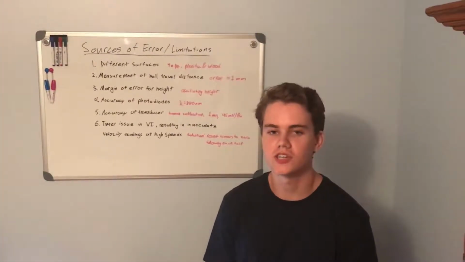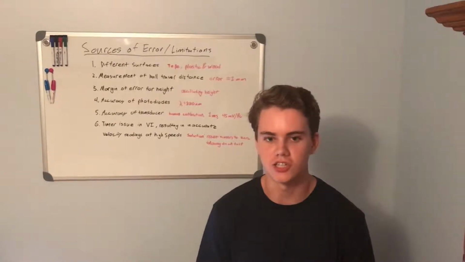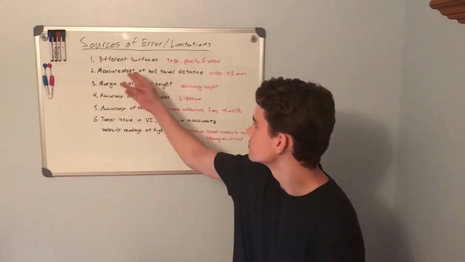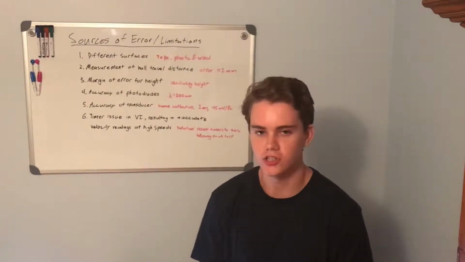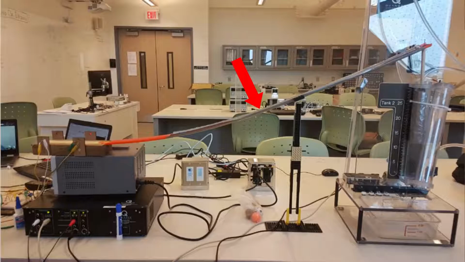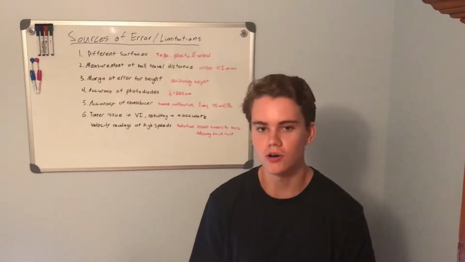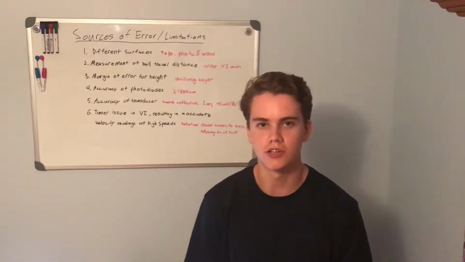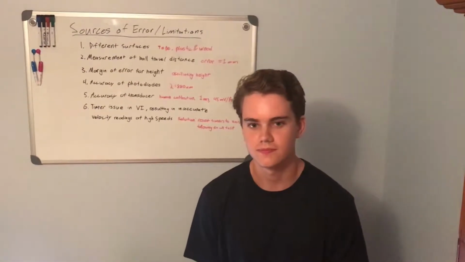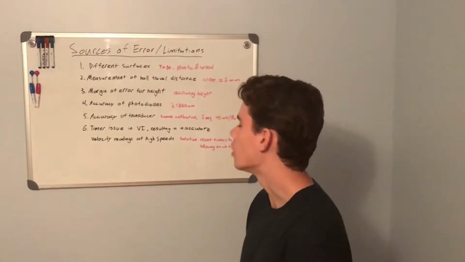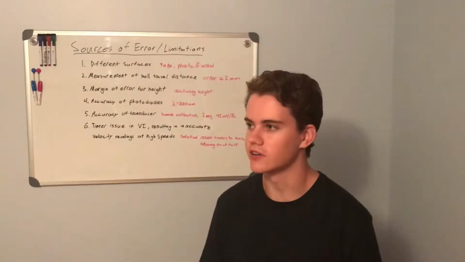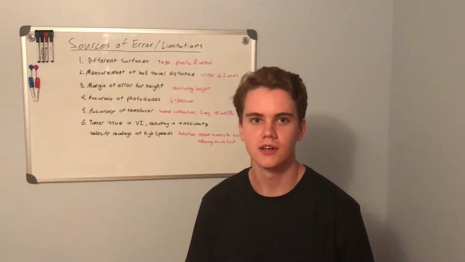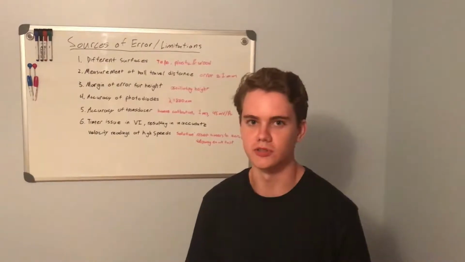For our project, there are 6 different sources of error and limitations. The first one being different surfaces. The ball travels along a track made up of duct tape, plastic, and wood, meaning the coefficient of friction is going to be between the ball and 3 different surfaces, all present in different lengths. Number 2, we have measurement of ball travel distance. For this measurement, we used a meter stick and found an error of 1 millimeter, as this is the smallest increment on our measurement tool.